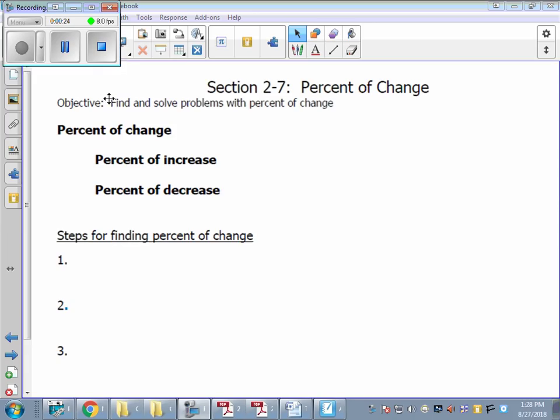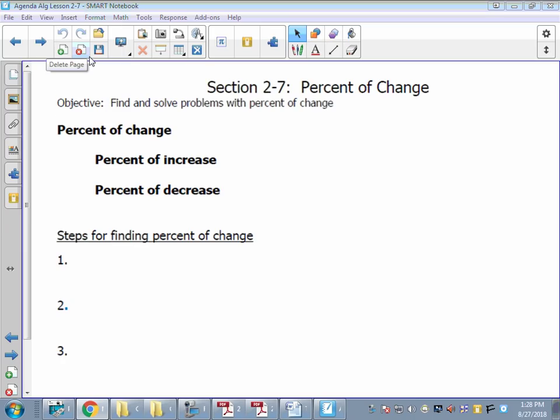All right, Algebra 1, Section 2.7 now, percent of change. So we see this a lot, and we're going to find and solve problems with percent of change. You see percent of change all the time in the real world. If you are shopping and there's a sale, say something is 25% off, or if something gets marked up because the price gets higher, then that would be a percentage of increase. So we see this a lot.